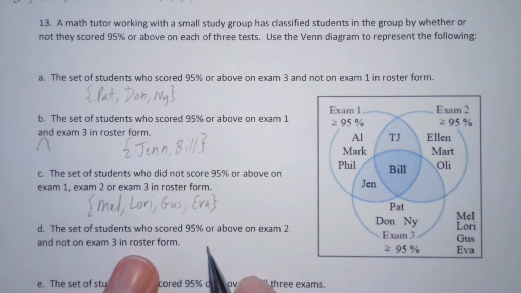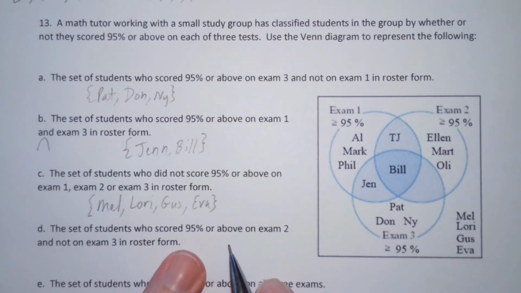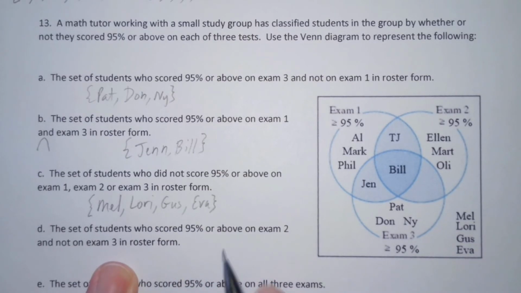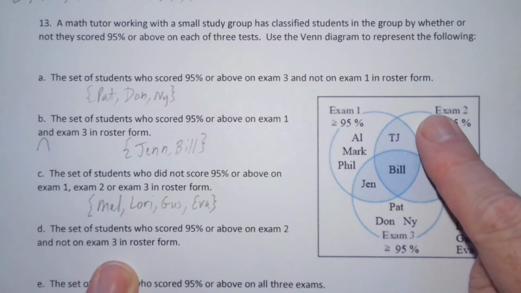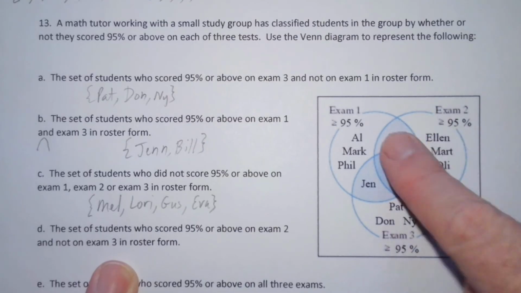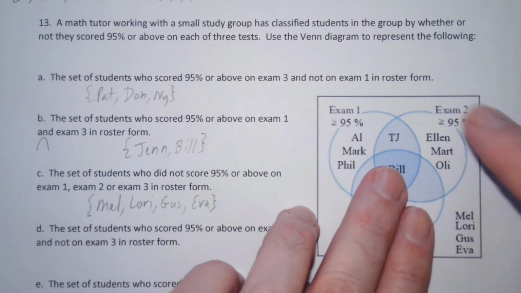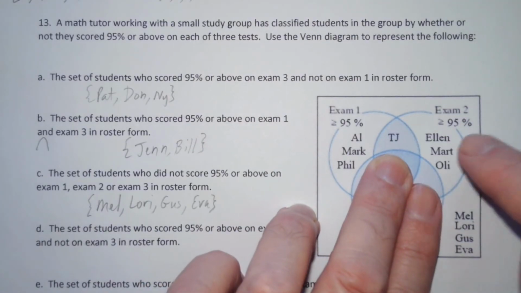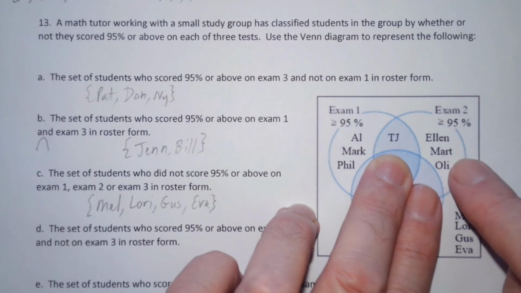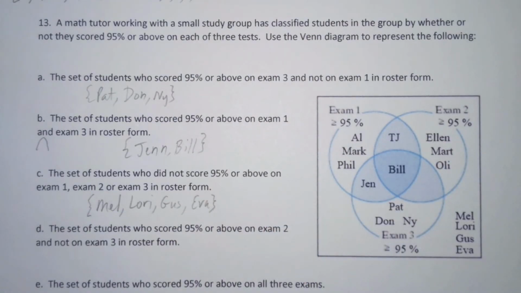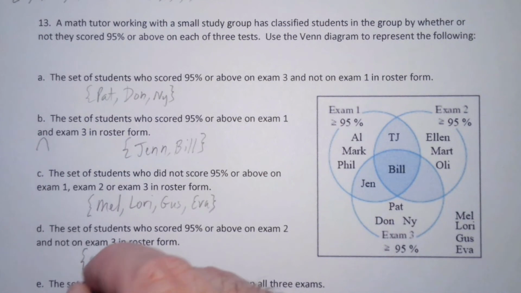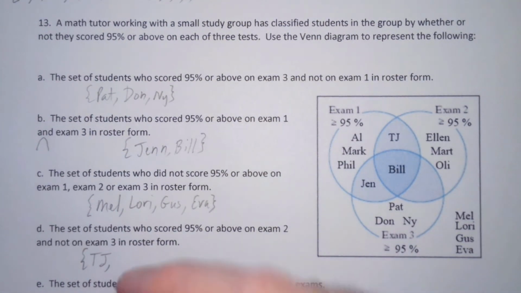The set of students who scored 95% or above on exam 2, so they're in here, and not exam 3. So they're in here, but they're not in 3. That means it would be TJ and these 3 here. So TJ, Ellen, Mart, and Ollie.